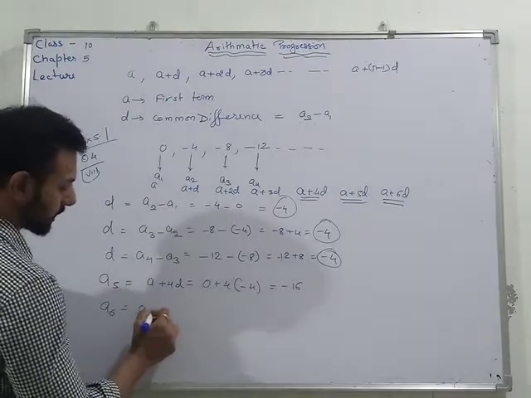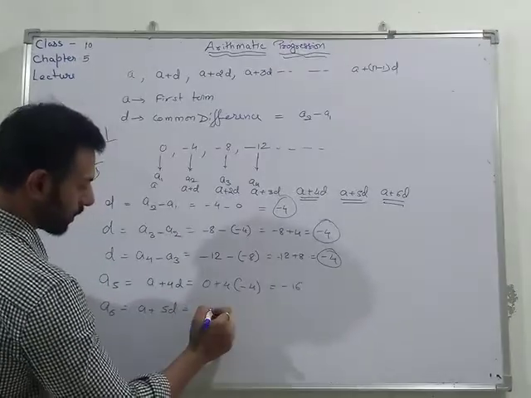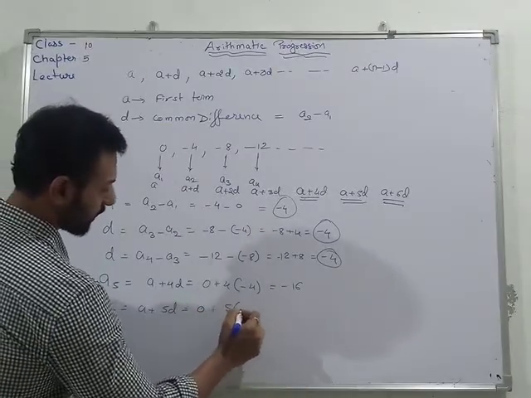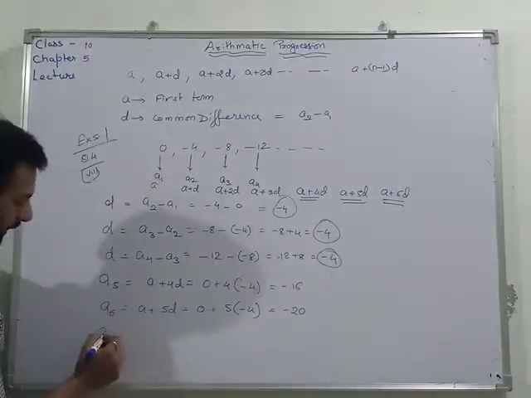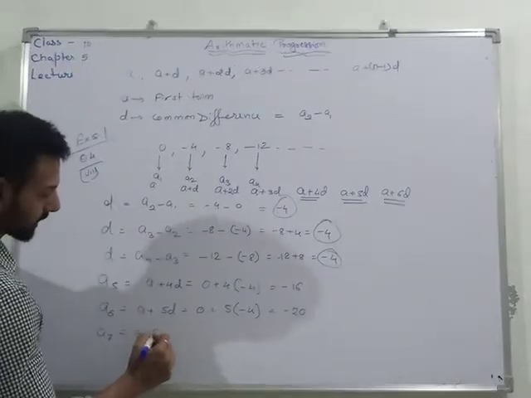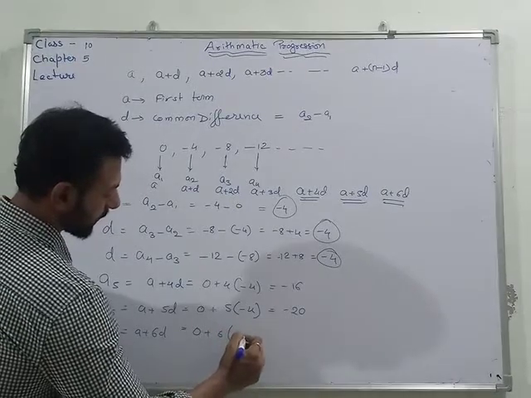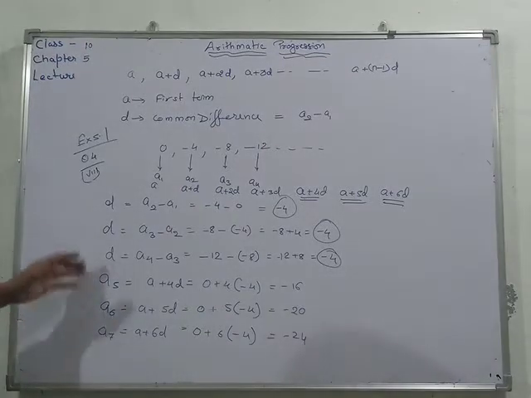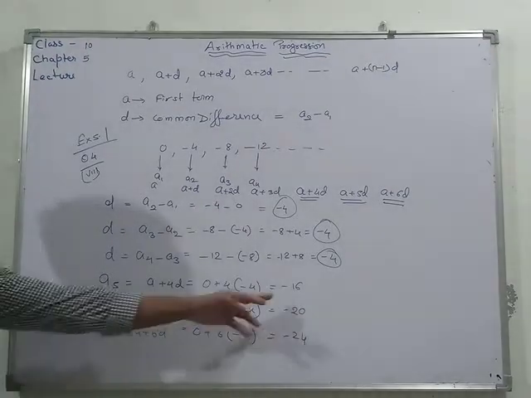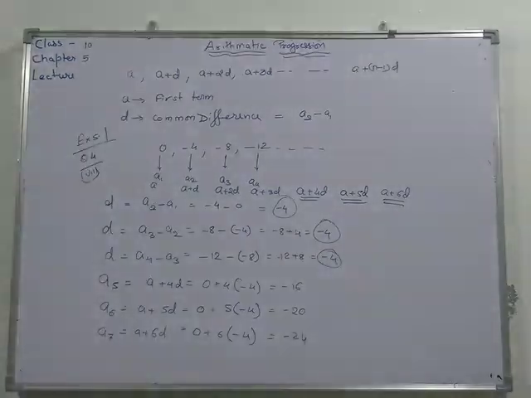A6 is equal to a plus 5d. a is 0 plus 5 into d, minus 4. 5 fours are 20, so this will be minus 20. And A7 is equal to a plus 6d. So a will be 0, 6d, d is minus 4, 6 fours are 24, so minus 24. So the next 3 terms A5, A6, A7 are minus 16, minus 20 and minus 24. In this manner we have to identify the required terms.